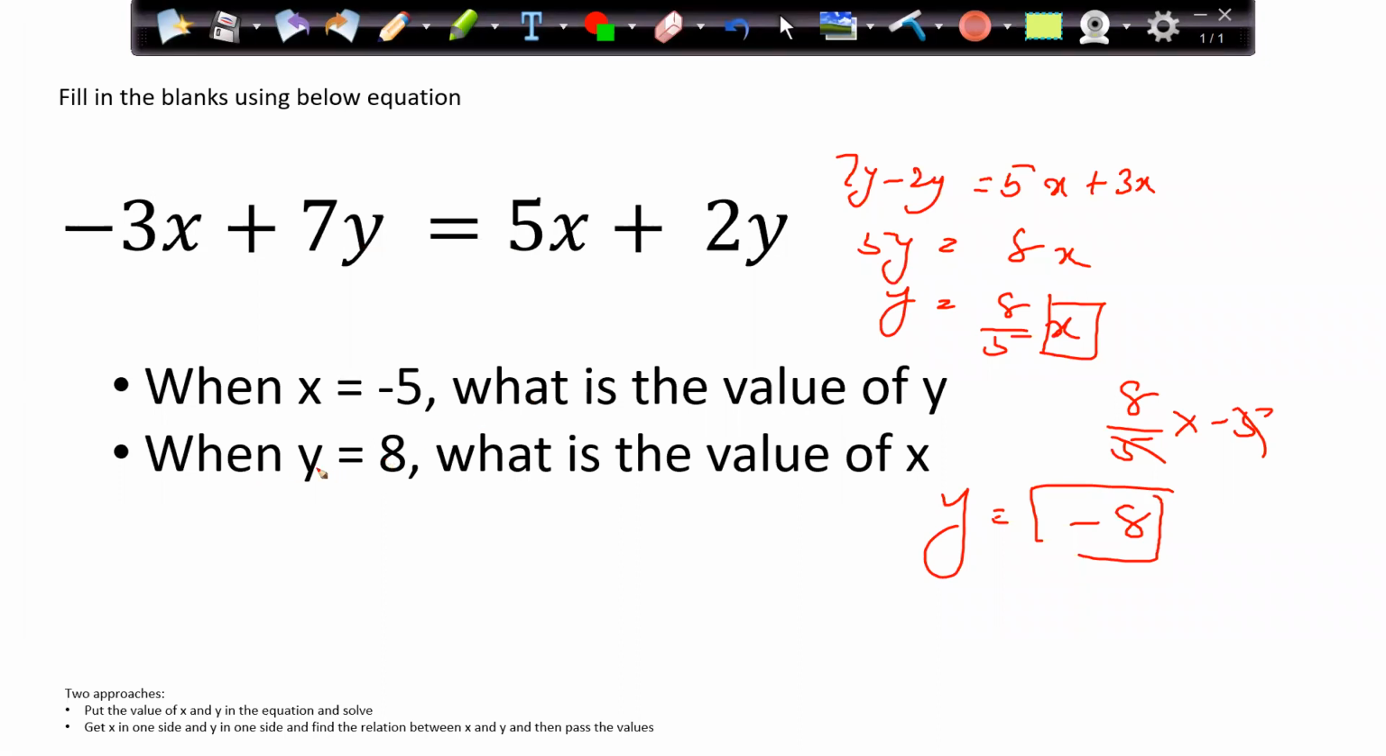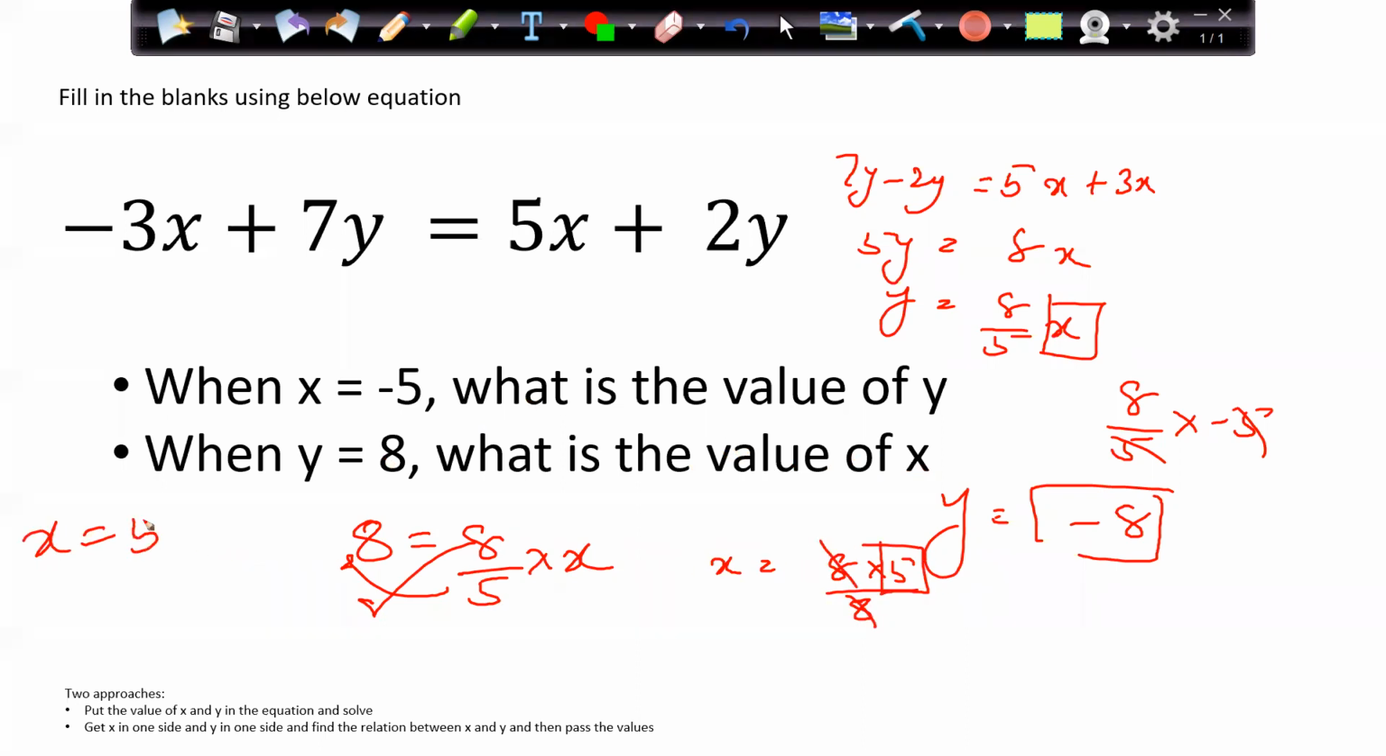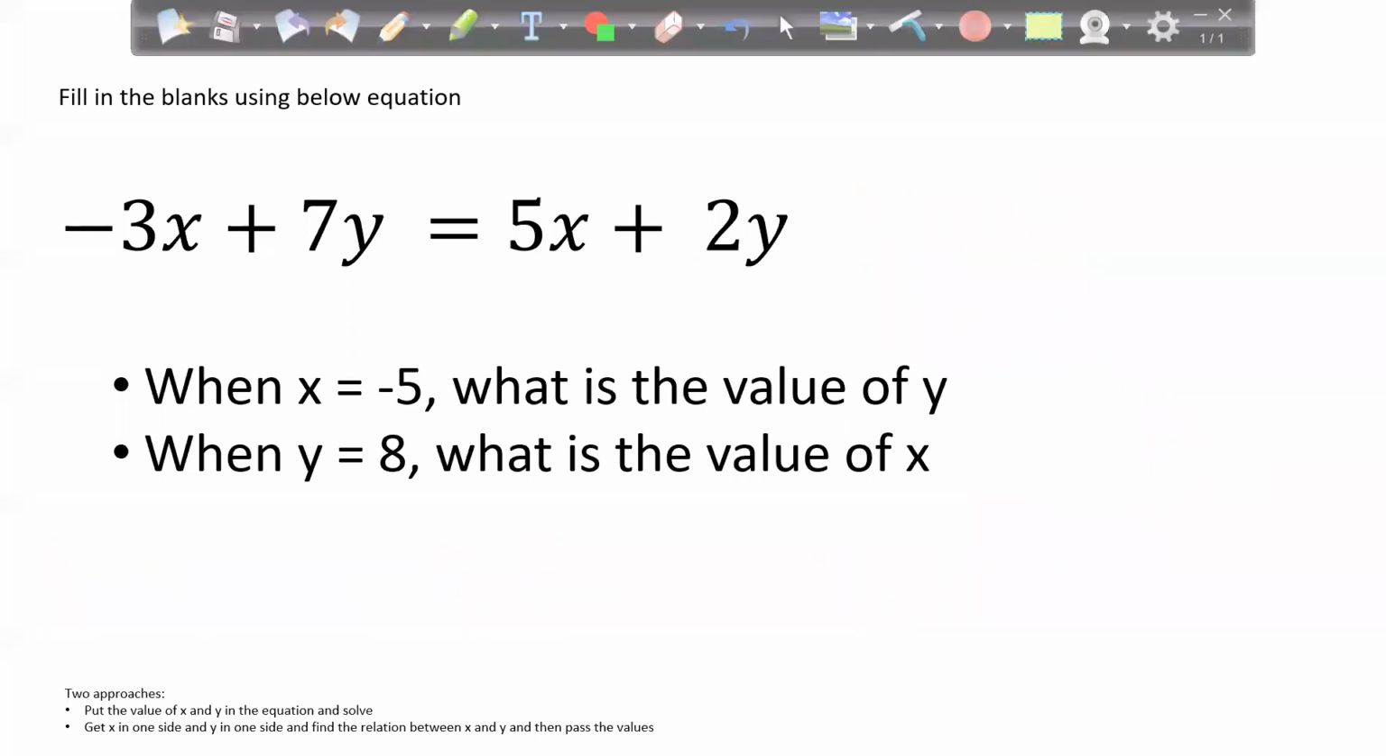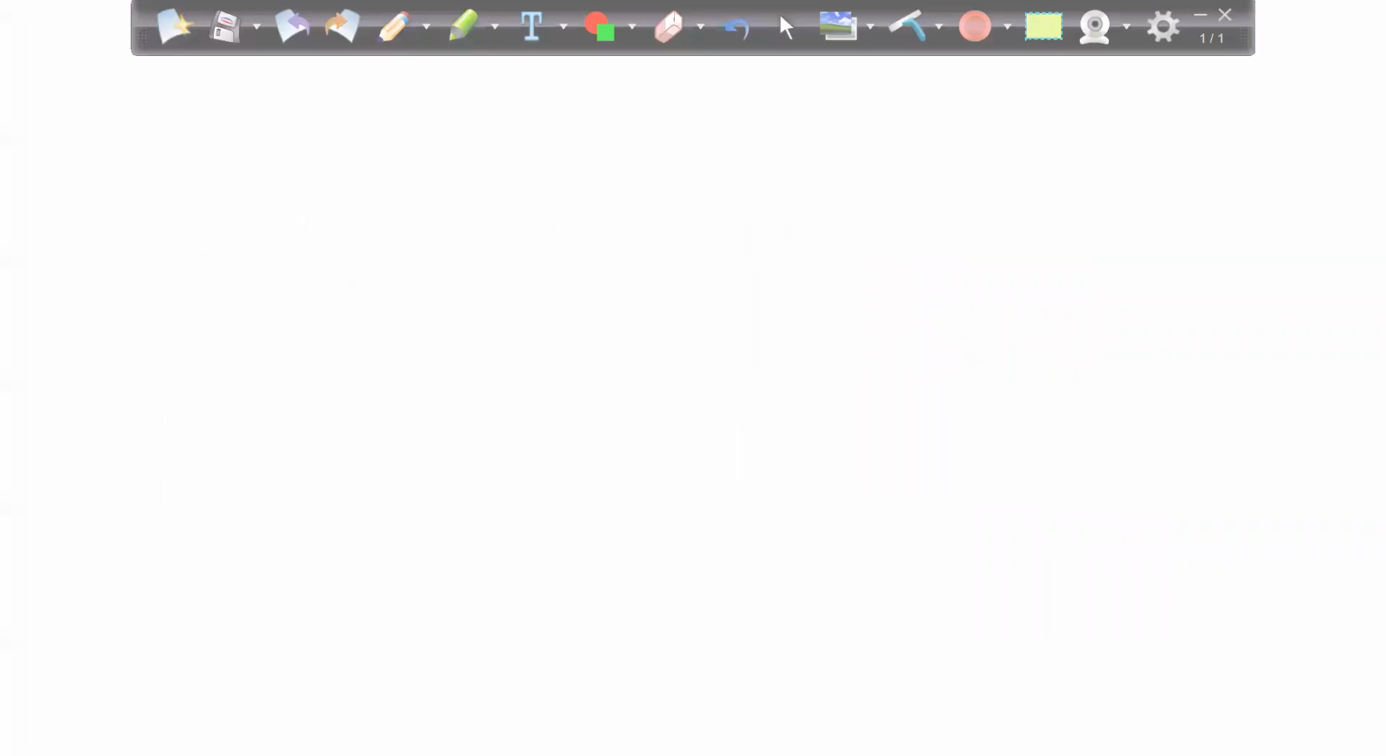Same way, when the value of y is 8, what is the value of x? So when the value of y is 8, then 8 by 5 into x. I'll put this 5 here, 8 here. So x is equal to 8 into 5 by 8. That comes out to be 5. So x is equal to 5 for the second question. So that is how you can solve these equations, and you can very well pass the values and you'll get a lines and so on.